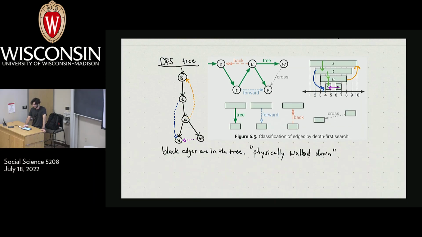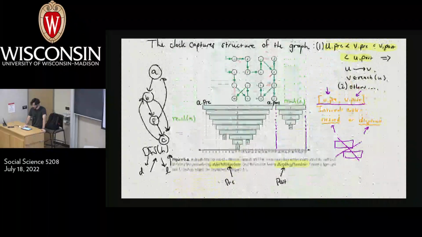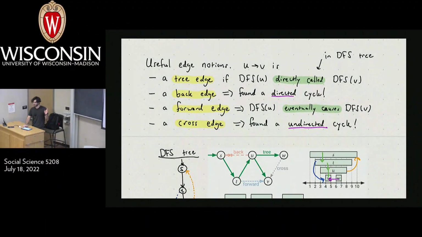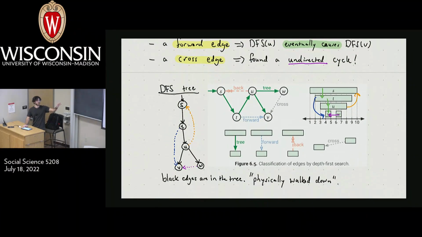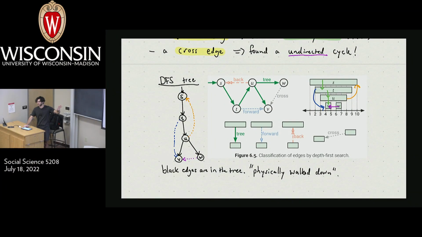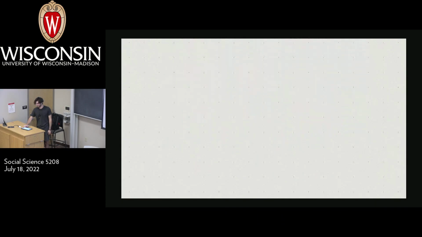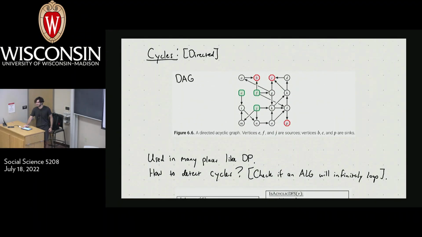Okay. So I'm not going super rigorously into how you define these based off the clock parameters, but I hope the idea is clear, because that's all we really need for the next topic, which is cycles.